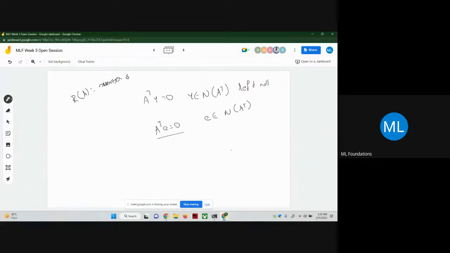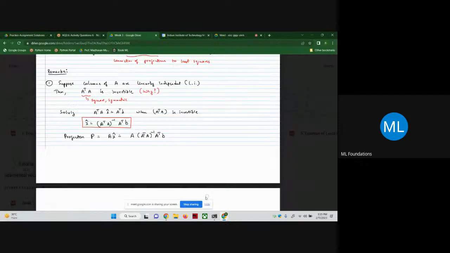The rank is equal to the number of columns, right? That is linear independence. Then the columns are linearly independent, and then it is invertible also. Then A transpose A is invertible, if the rank of A is equal to the number of columns.